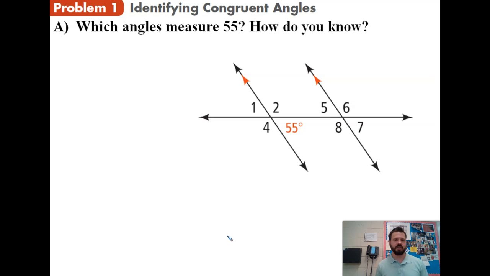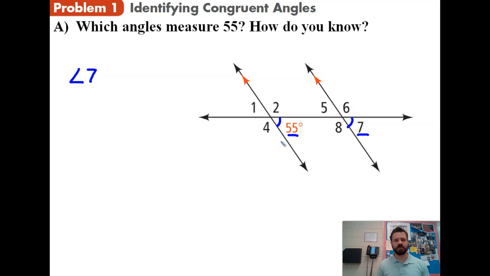All right, first question, problem 1, part A: which angles measure 55 degrees? So I have a geometric figure. We have parallel lines, so we can apply that corresponding angle postulate with a transversal. We're given one angle of 55 degrees, and we want to figure out which other ones are going to be 55 as well. Well, first off, based on the postulate we just gave you, I know that angle 7 is also going to be 55, because the 55 that I'm given and angle 7 are corresponding angles. I'm going to mark those as congruent.